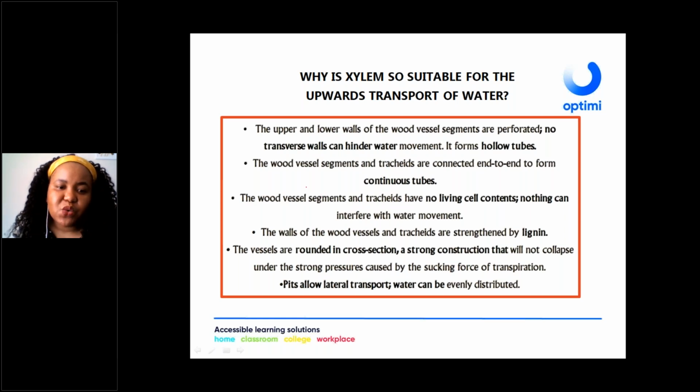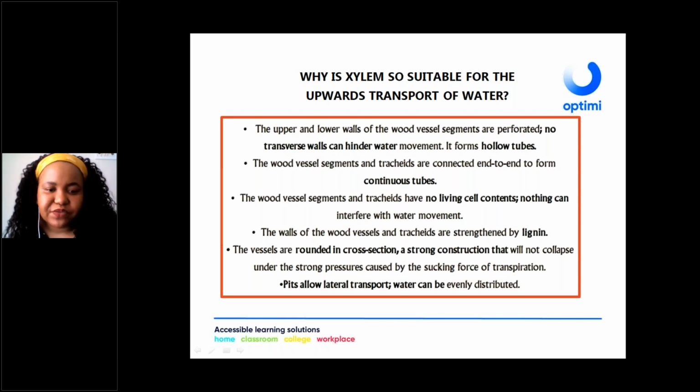Okay, and the wood vessel segments and the tracheids are connected end to end to form continuous tubes. It needs to be a continuous tube in order for the xylem to be successful in its mission to send the water upwards.